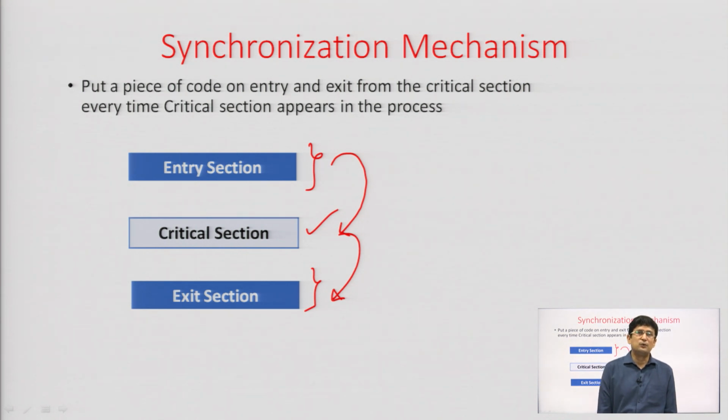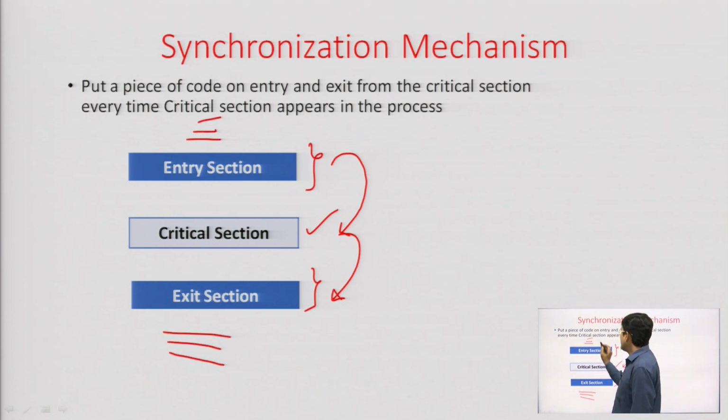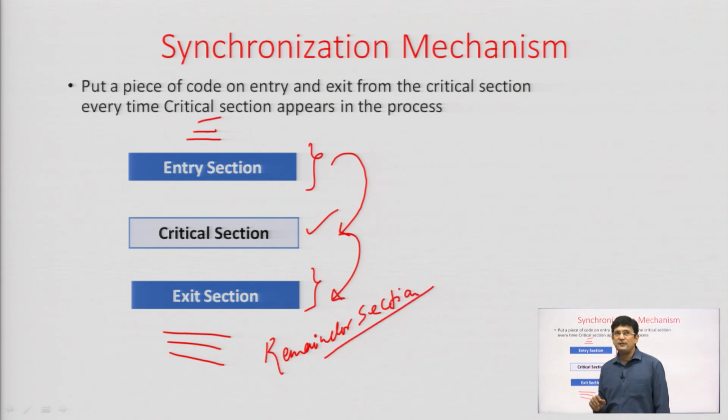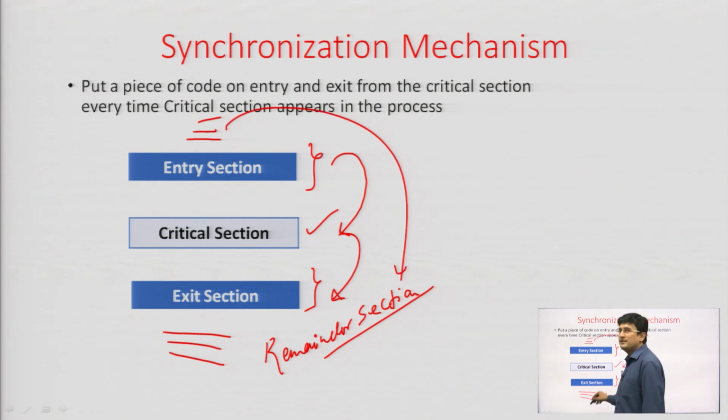So, we are applying a piece of code above and below the critical section, known as the entry section and the critical exit section. Any other part of the code which is written in the program is known as the remainder section. So, there are 4 sections in your programs now. One is the entry section, critical section, exit section. Any other part of the code will be the remainder section. So, the part above the entry section is the remainder section, and the part below the exit section is also the remainder section.